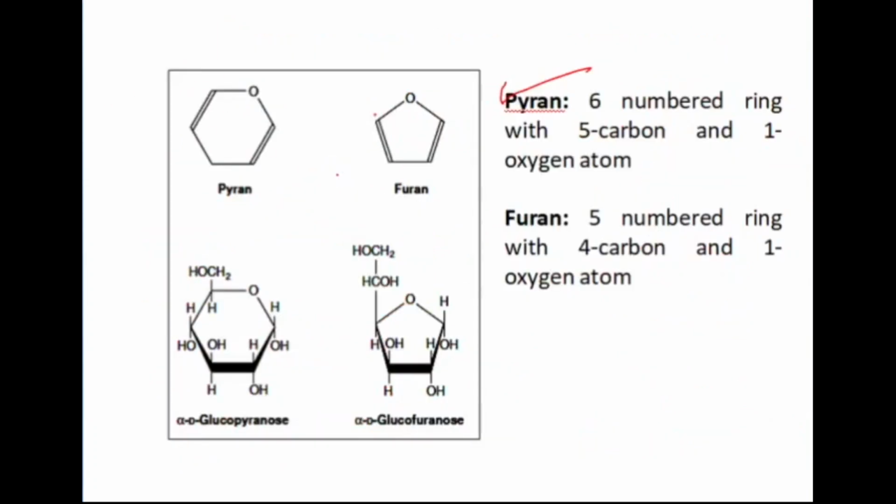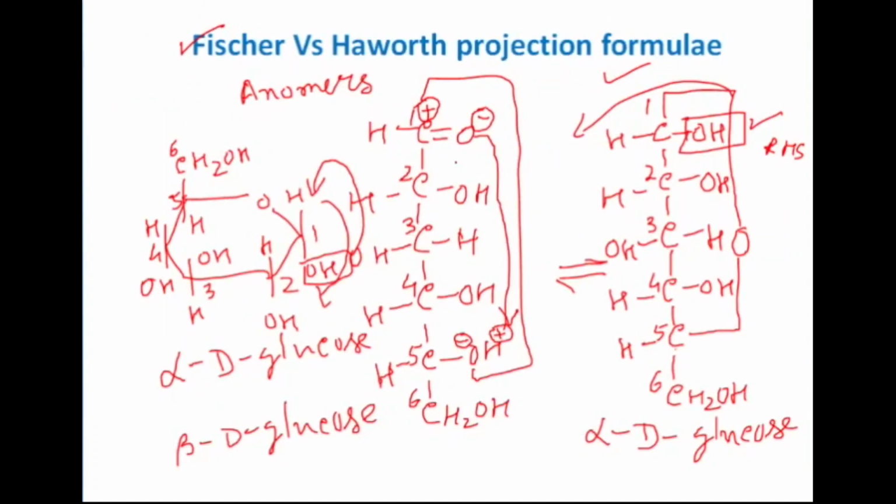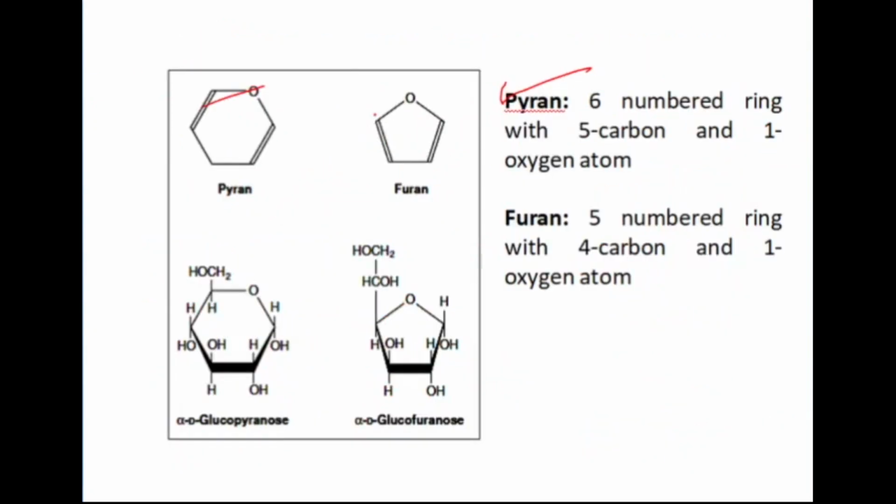Then again, if the interaction takes place between the first carbon and the fourth carbon, then we get a furanose ring. This is the furanose ring. Here you can see there are four carbons in this ring with one oxygen. So this kind of ring structure is called a furanose structure. If the glucose molecule possesses such a ring structure, then we consider it as alpha D glucofuranose.